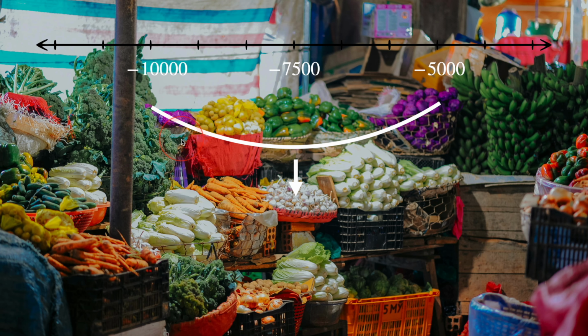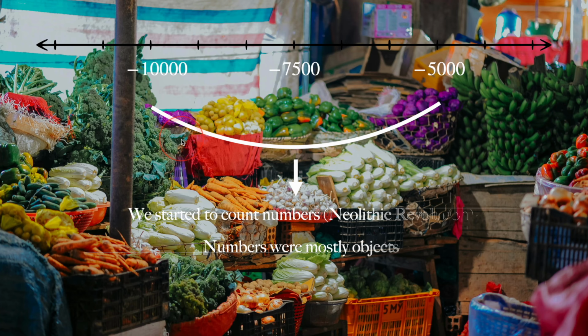So let's say we proceed further in time to a time span of around minus 5000 BC to minus 10,000 BC. We can see we as humans have started to count numbers, and numbers were mostly objects. Imagine a market during this time.